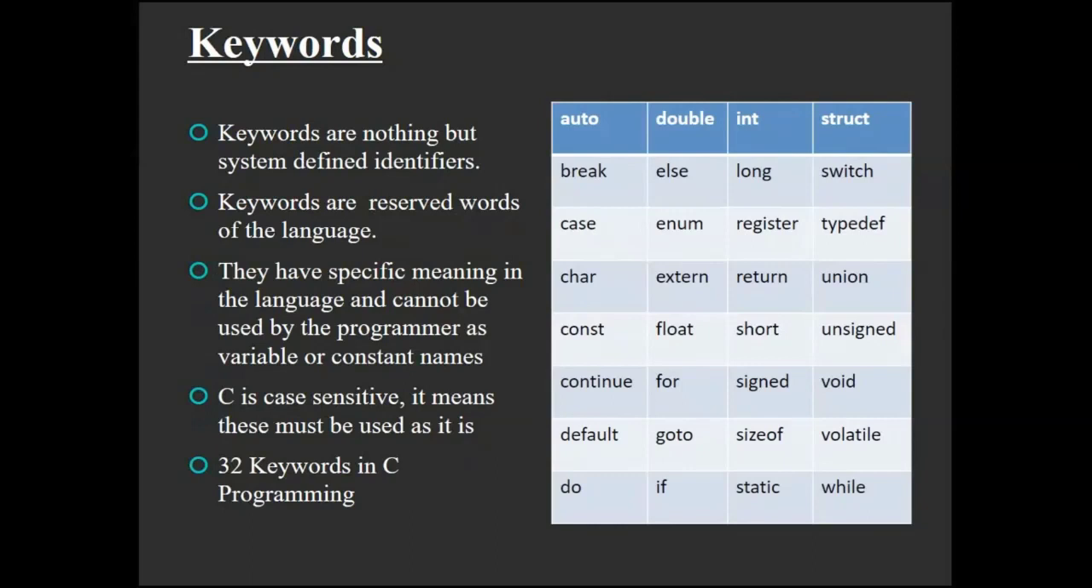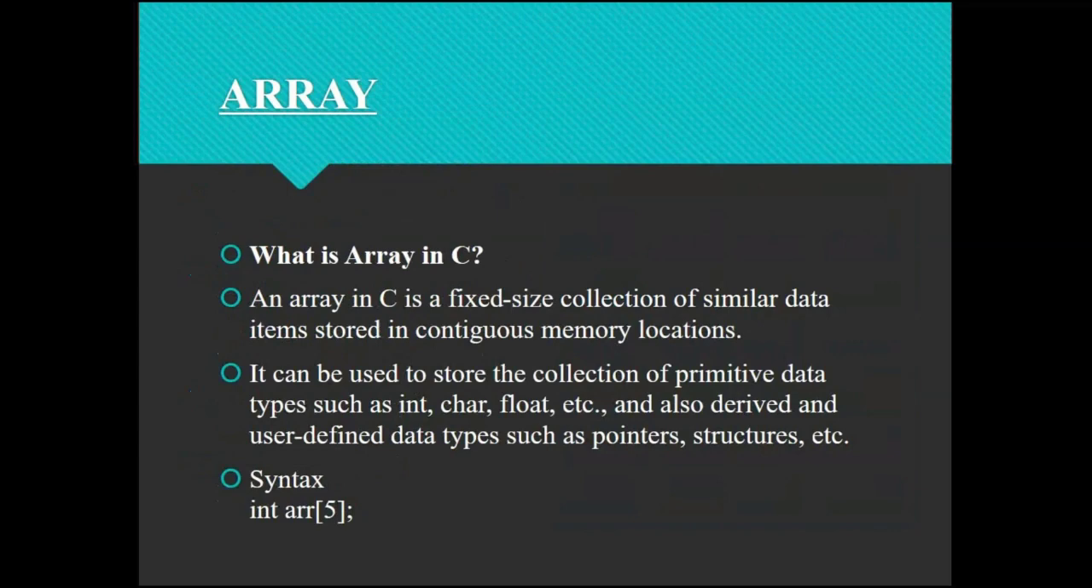Keywords. Keywords are nothing but system defined identifiers. Keywords are reserved words of the language. They have a specific meaning in the language and cannot be used by a programmer as a variable or constant name. There are 32 keywords in C programming like break, else, long, switch, case, enum, register, typedef and many others.